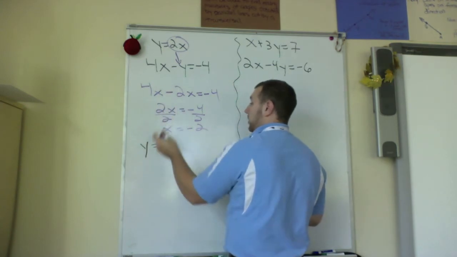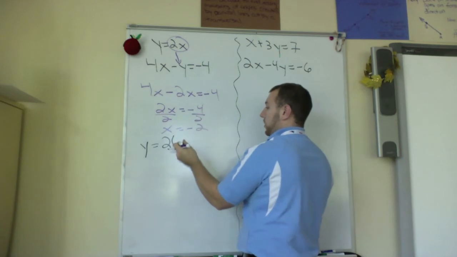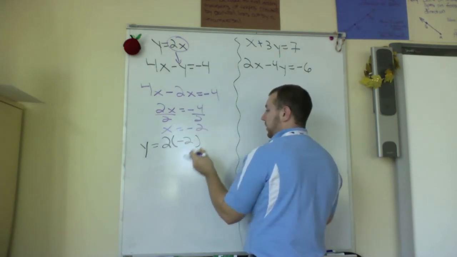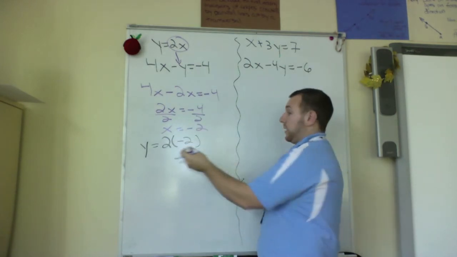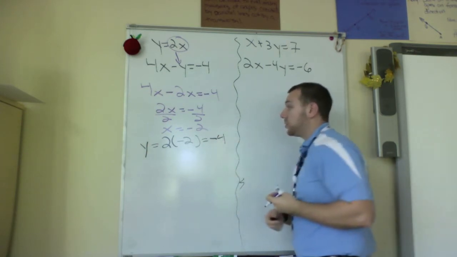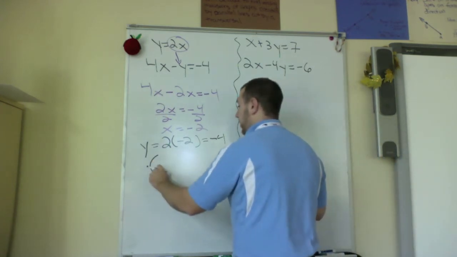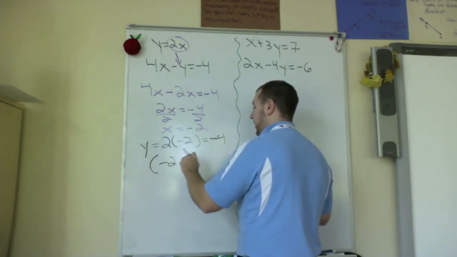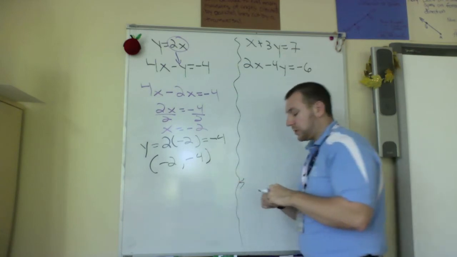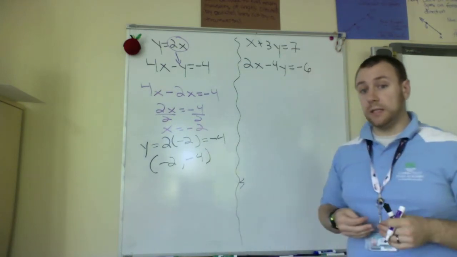So y equals 2 times, instead of x, now I'm going to put in negative 2. So 2 times negative 2, well, that's negative 4. So the intersection, or the point that is common, is negative 2, negative 4. So substitution takes one equation and plugs it into the other.